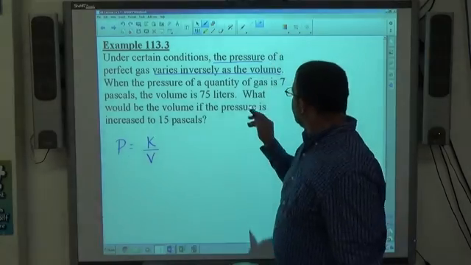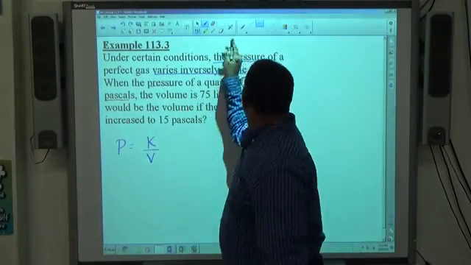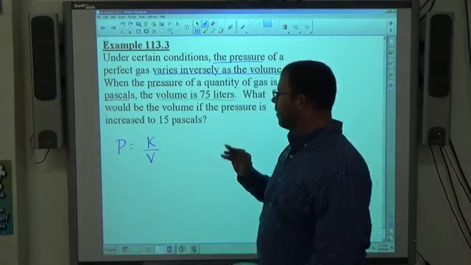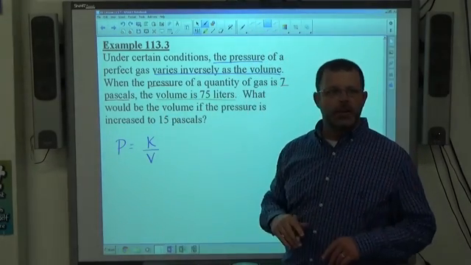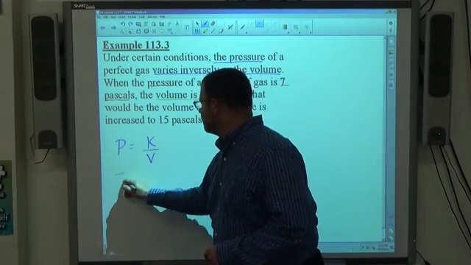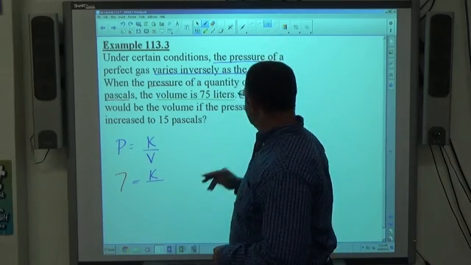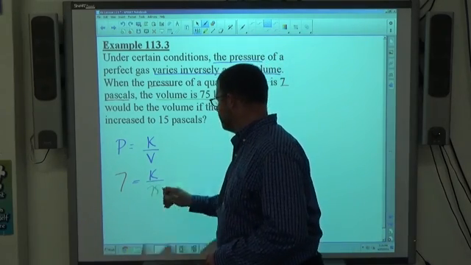Okay, when the pressure is 7 pascals, the volume is 75 liters. So that's very straightforward. They're not trying to trick you or anything with those. So they're giving you a straight pressure of 7 and a straight volume of 75.